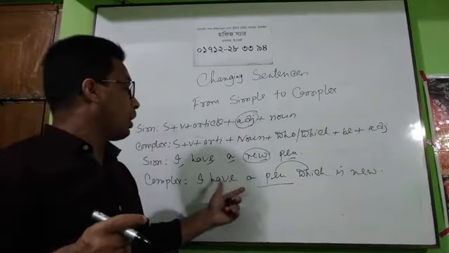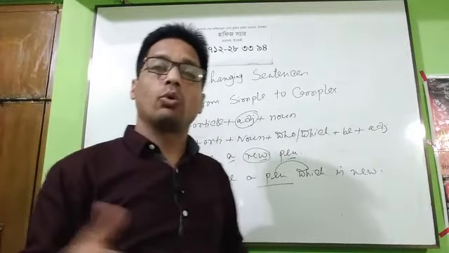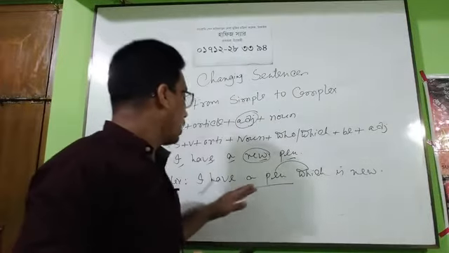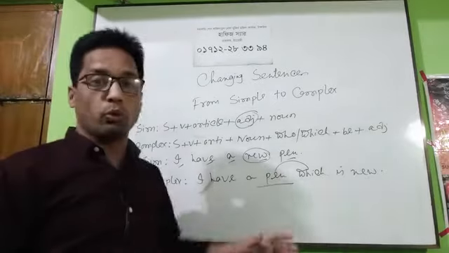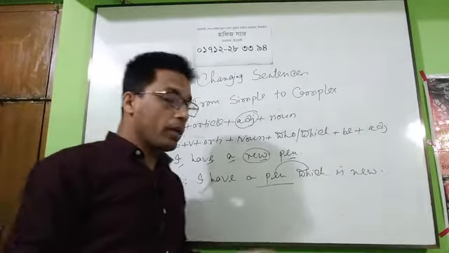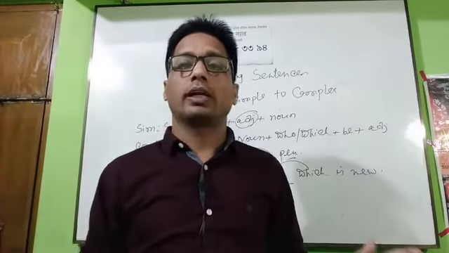Suppose my sister is a good student. Then how can we make it complex? My sister is a student who is good. In the same way, Japan is a developed country. Japan is a country which is developed.